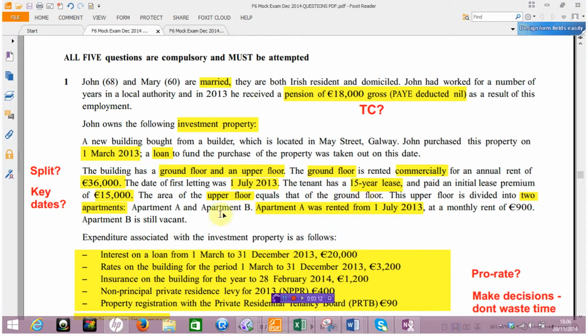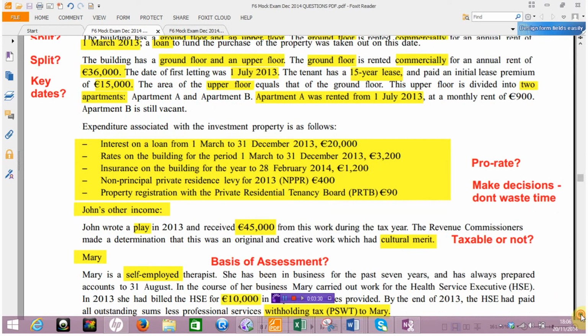We see that the upper floor is split into 2, again a relevant date here for first letting and a rental amount, so it looks like we've got 6 months in the year, and we see that apartment B is still vacant, so basically we've got an adjustment to make in relation to expenses for apartment B and indeed the other 2 elements as well.